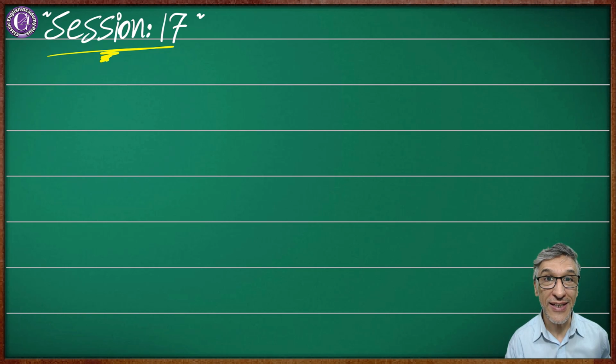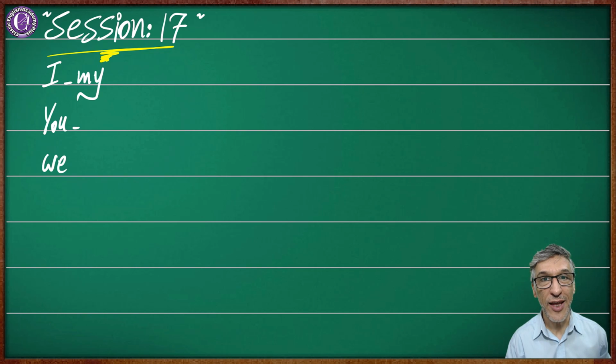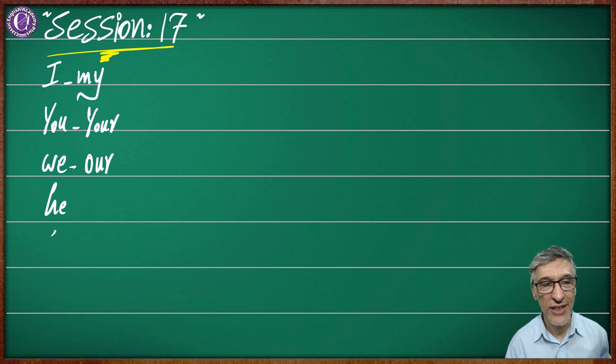Do you remember the table chart of the possessive adjectives? I, my. You, your. We, our. And what about he or she or it? We can say they are all plural in they.